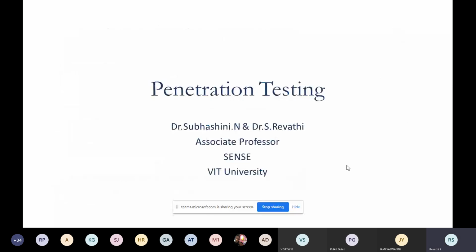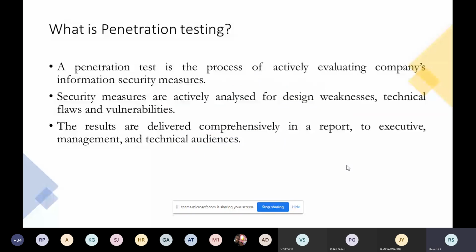So what we have seen so far is vulnerability assessment. Next is penetration testing, also called pen testing. So what is the difference? Can someone tell me the difference between vulnerability assessment and penetration testing?